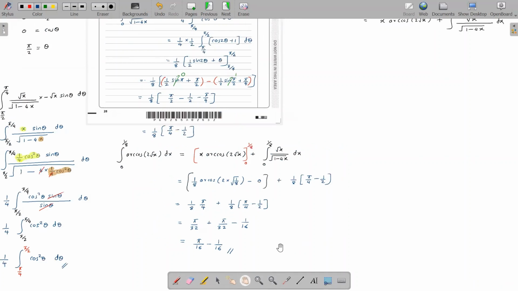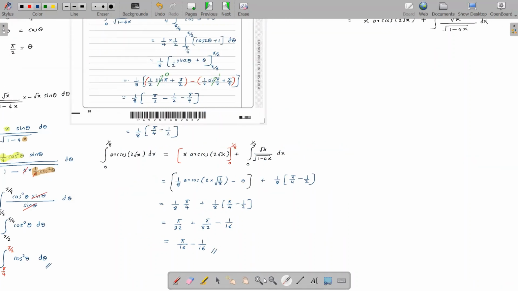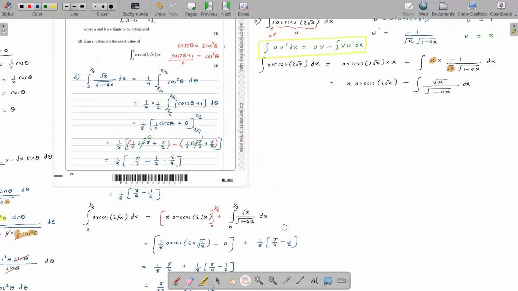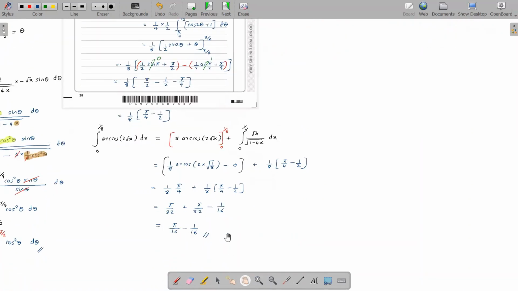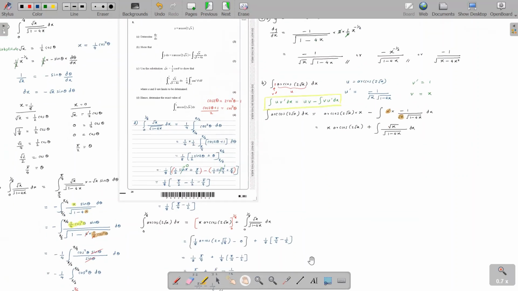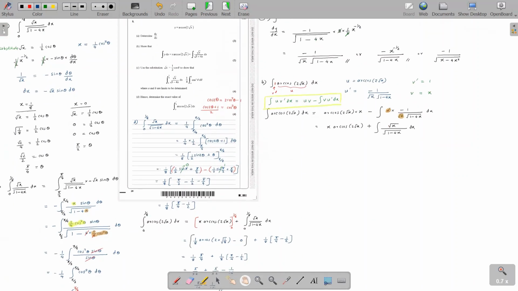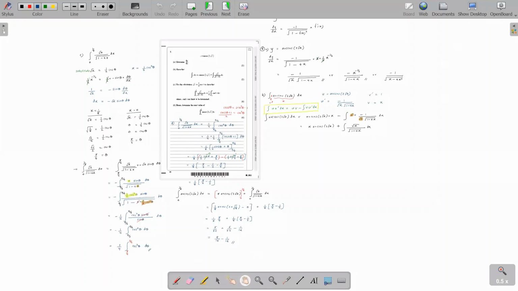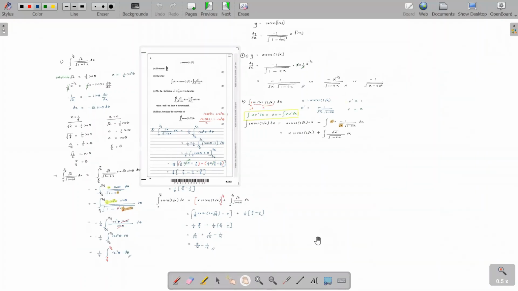Okay, so you can leave any equivalent answer. This is fine, but it should be an exact answer. You could take it to a common denominator of 16 and write pi minus 1 over 16 completely. So any equivalent answer for this is correct. Okay, is this clear? Okay, so this is the end of the October 2021 F3 paper.